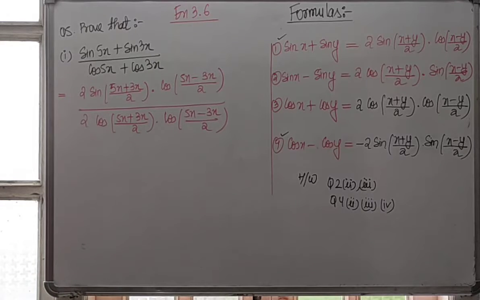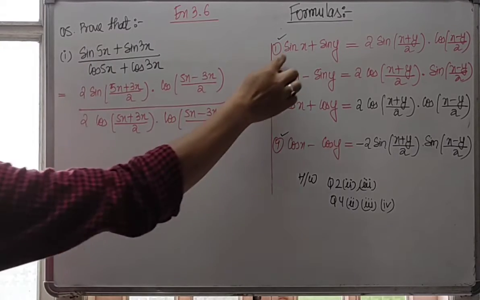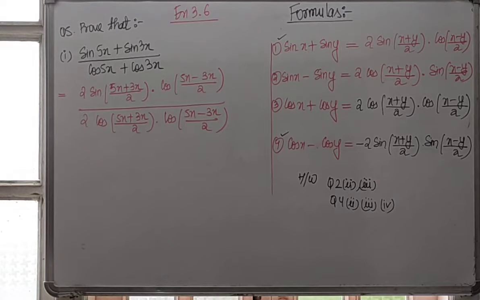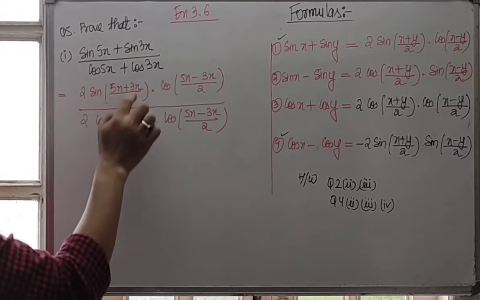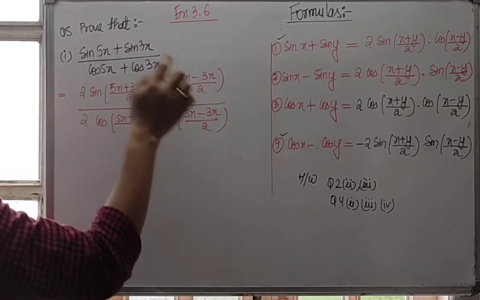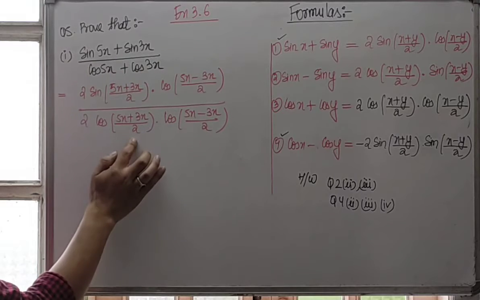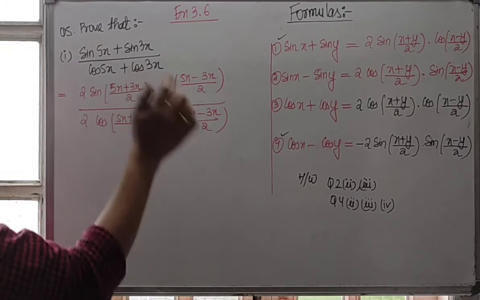Okay, let's move on to number 5. Prove that this is equal to tan 4x. So we'll again use the formula. The numerator is in formula number 1, the denominator is in formula number 3. So let's apply the formula. The moment you apply it, you get 2 sine of (this plus this) by 2 into cos of (this minus this) by 2. Similarly, the denominator is 2 cos of (this plus this) by 2 into cos of (this minus this) by 2.